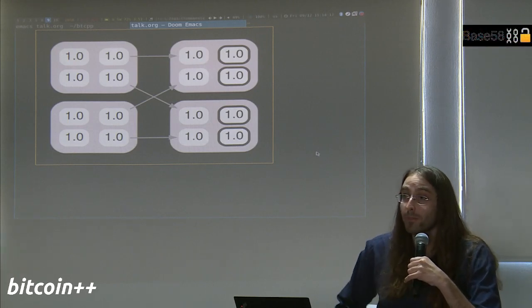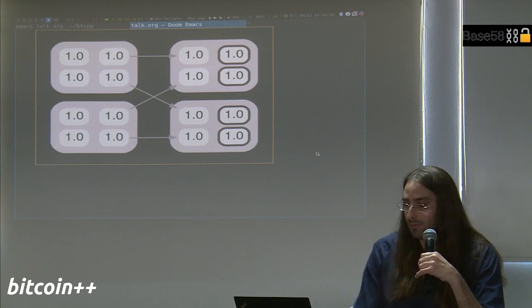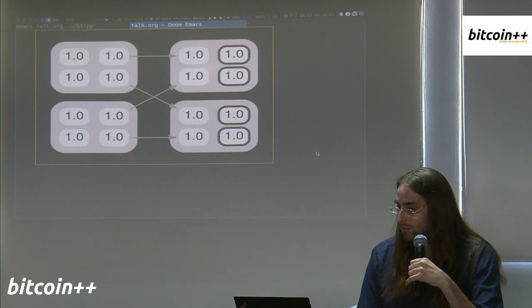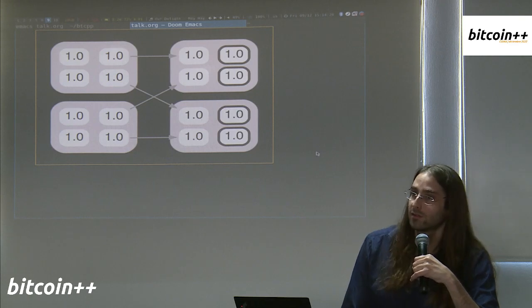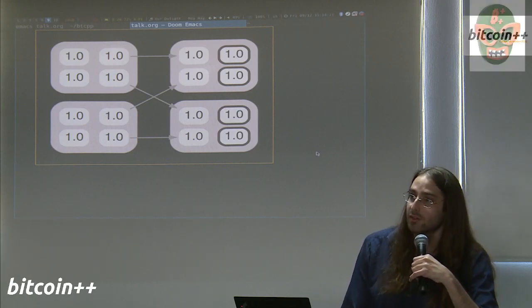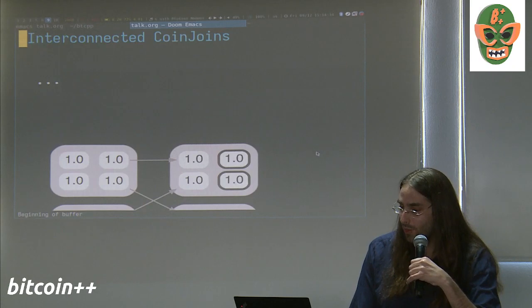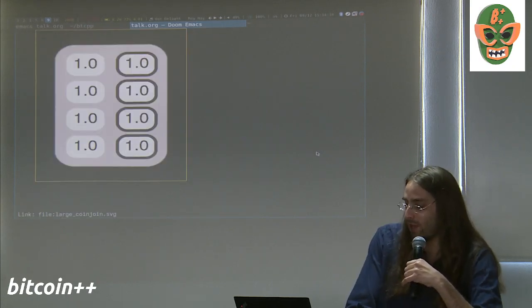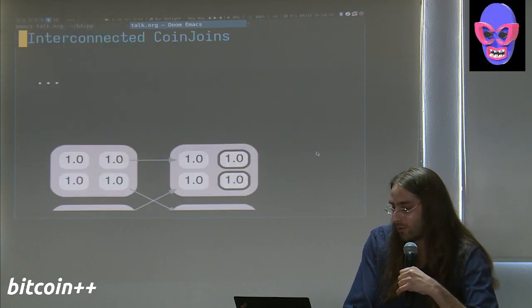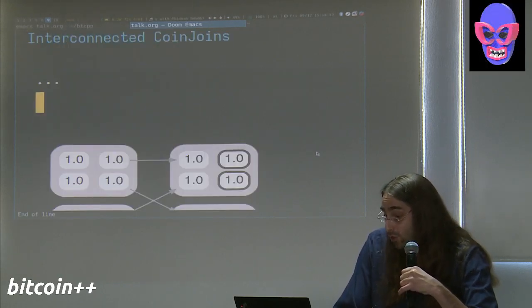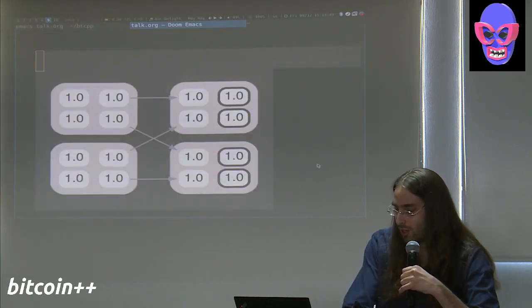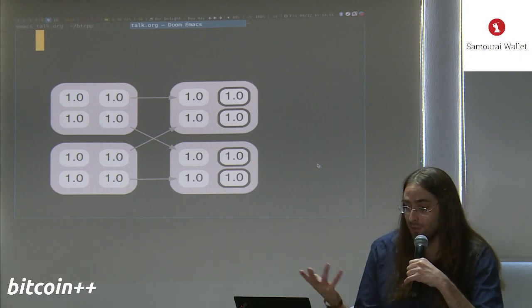Sorry, can you just clarify exactly what property we're claiming this has? That every one of the four outputs here could have come from any one of the four original outputs on the left side? Yes. Yeah, I think I understand. So this four input, four output transaction, from a privacy standpoint, is exactly equivalent to this less efficient structure, right? This is strictly more block space. But from a privacy standpoint, there's no difference between them.